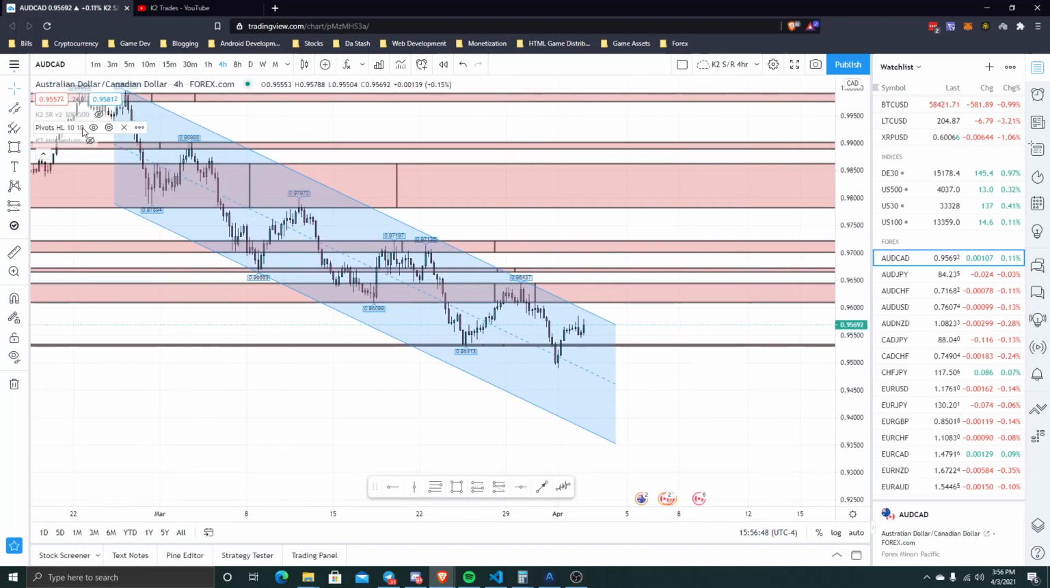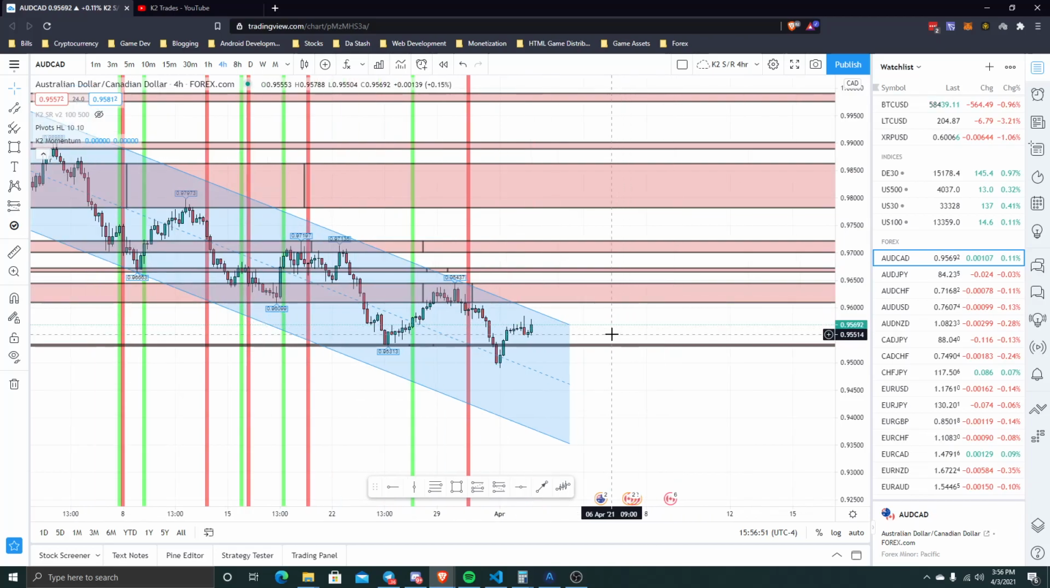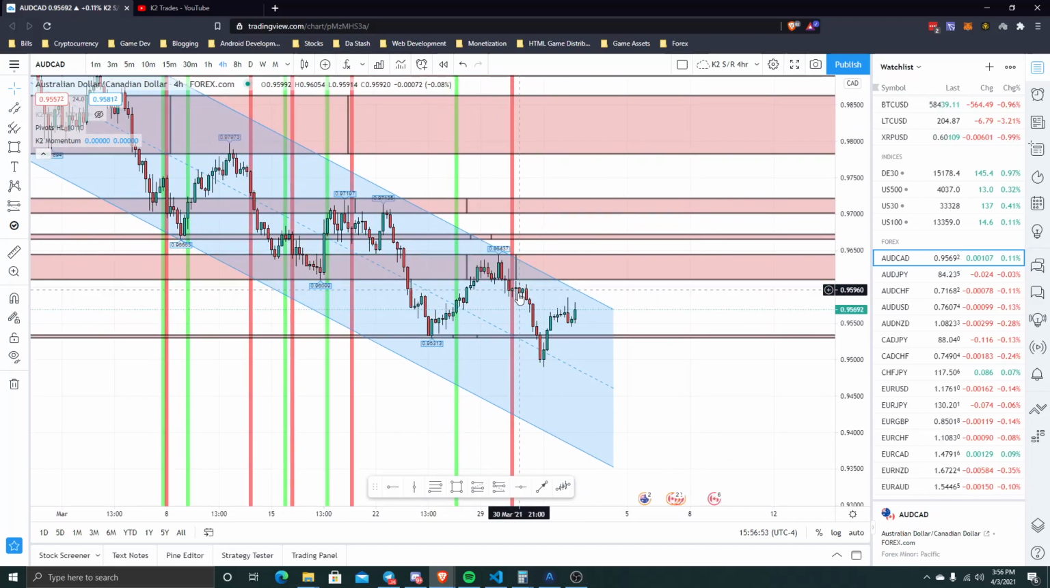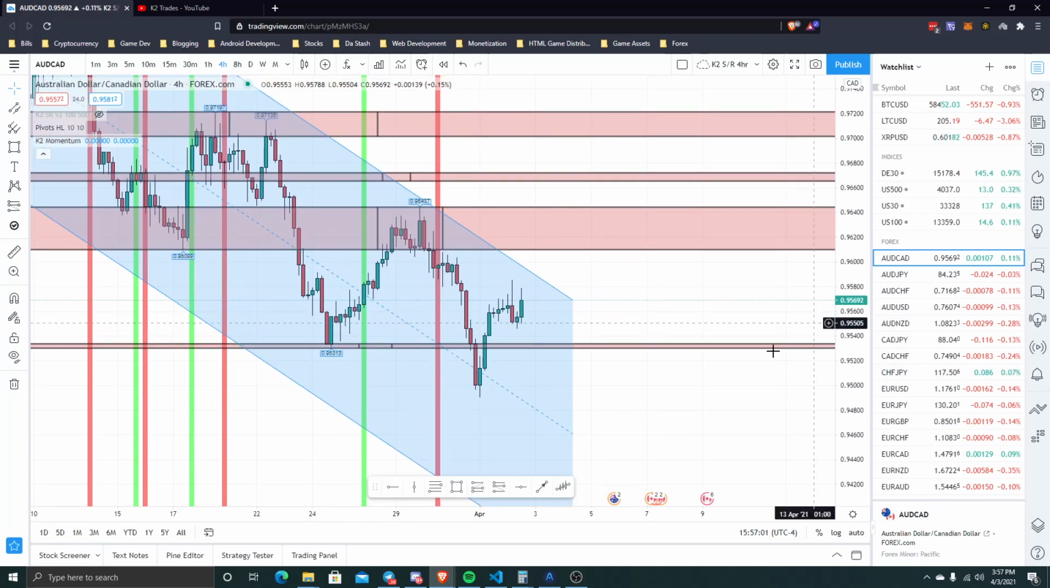So now let's turn on the K2 momentum. As you can see, the last momentum that we had was a bearish bias, so that meant price continued to go down. So now we have to look at the current candle here. This was on April 2nd, 1 p.m. my time. Now granted, the Forex market closed at 5 p.m. I don't think it logged the last candle here. But when the market opens back on Sunday, it's going to continue here.